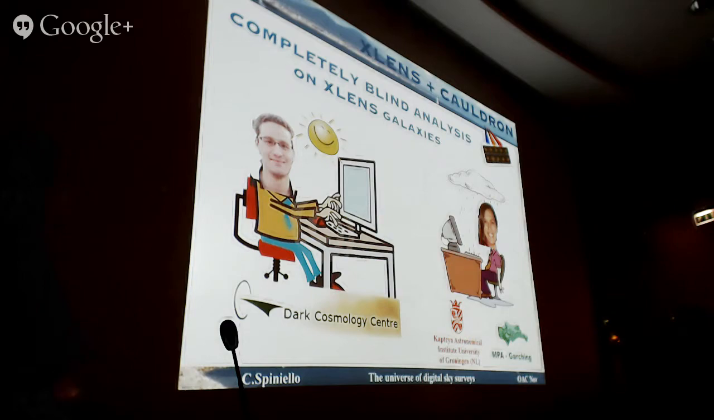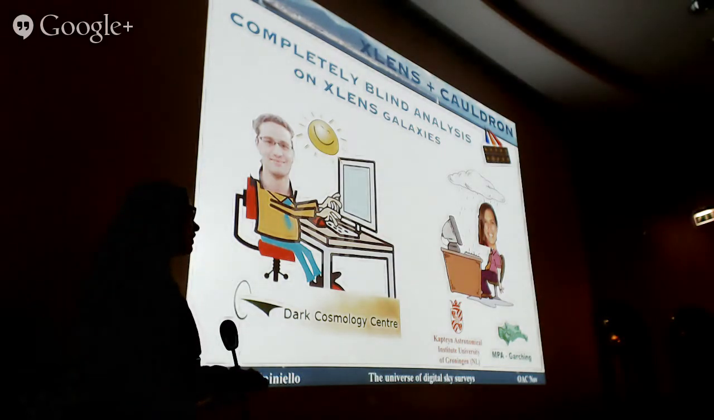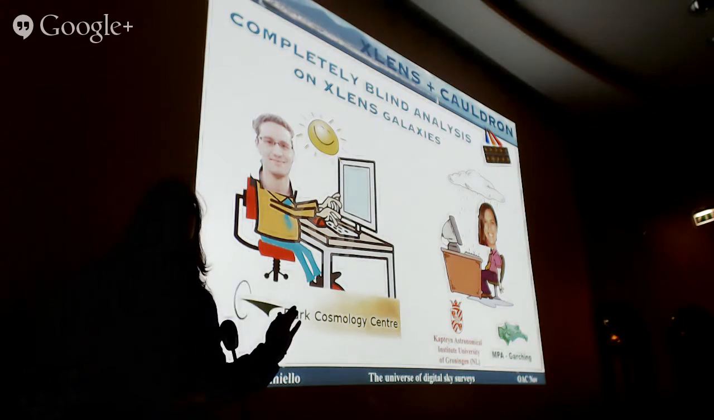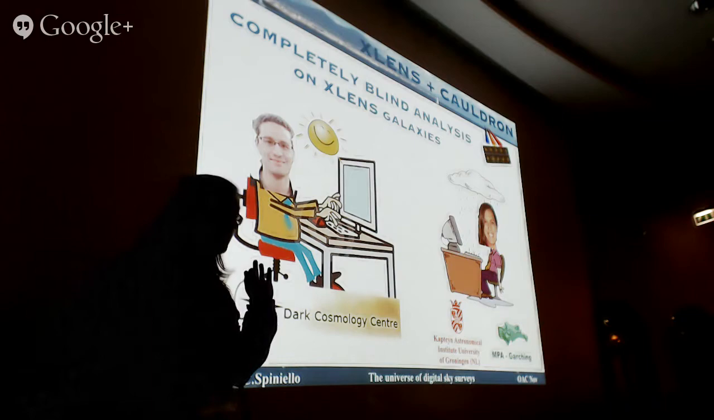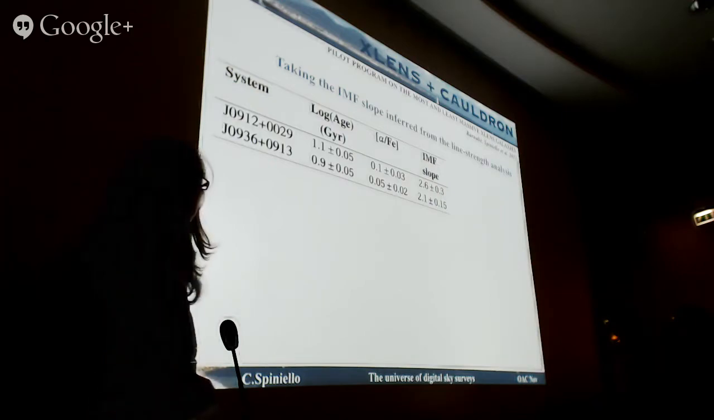Matteo Barnabè is sitting at his desk in Copenhagen where the sun shines, and as I said to you, I'm sitting at my desk at Kapteyn Astronomical Institute before, and MPA Garching with rain all the time, and we're not communicating, okay? Until we finally get the final number, we're blind. And so we take the IMF slope inferred from the line strength analysis, and this is an example published in 2015 on the pilot program of the survey.